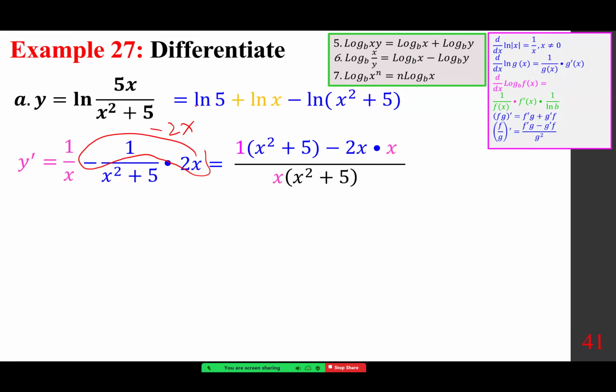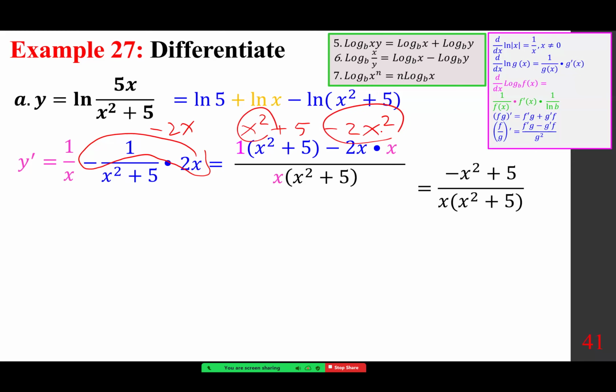Now, we are going to simplify the numerator as x squared plus 5 minus 2x squared, which adds up to minus x squared, and we are done. So the final answer is minus x squared plus 5 over x times x squared plus 5.